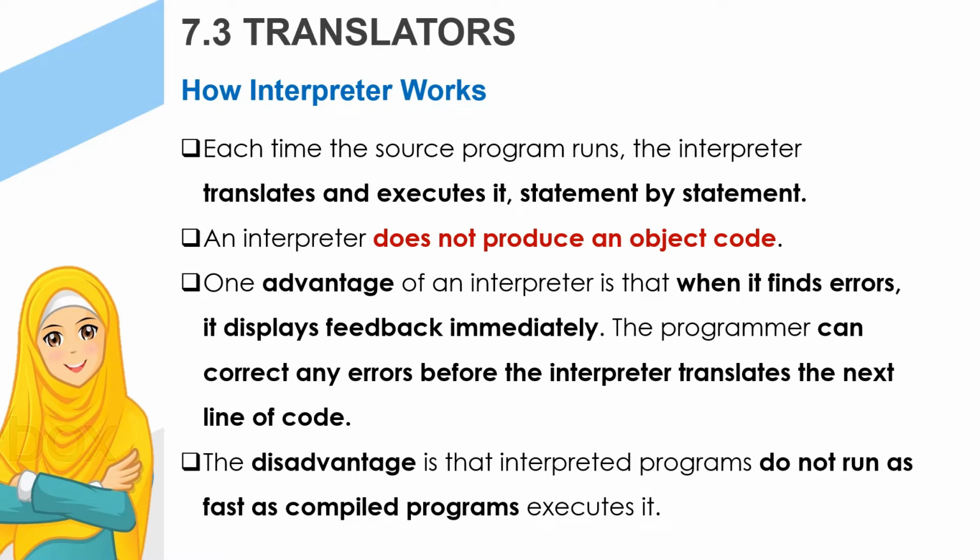An interpreter does not produce an object code. Okay, bila programming language tu guna interpreter, dia tak ada menghasilkan apa-apa file lain lah yang dipanggil sebagai object code. Dia terus direct dapat produce output. One advantage of an interpreter is that when it finds errors, it displays feedback immediately.